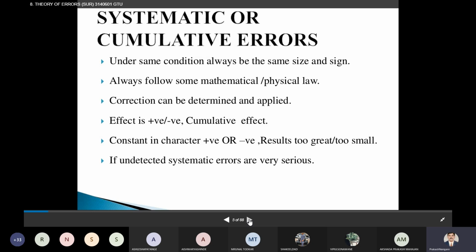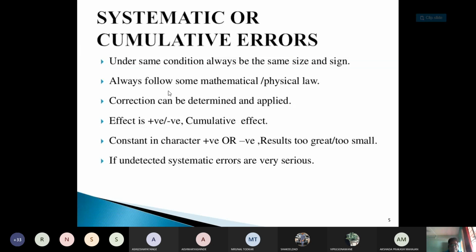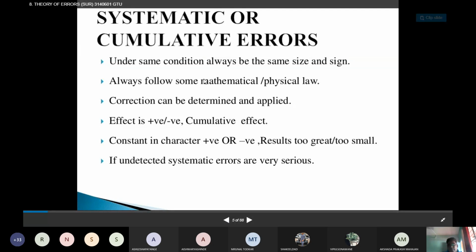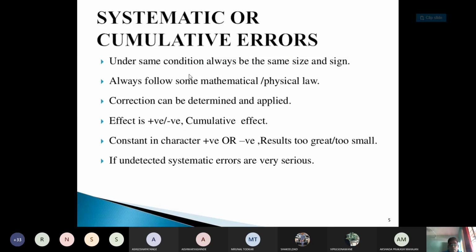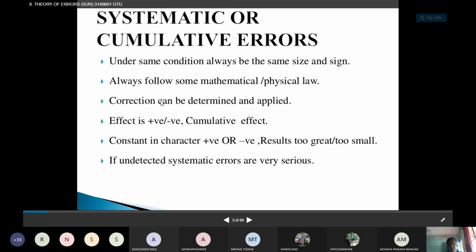Then the systematic or cumulative error. What about this systematic error? It is the second category. Under the same conditions, it is always of the same size and sign, and always follows some mathematical and physical law, just like applying the laws of weight to balance those errors. Then corrections can be determined and applied.